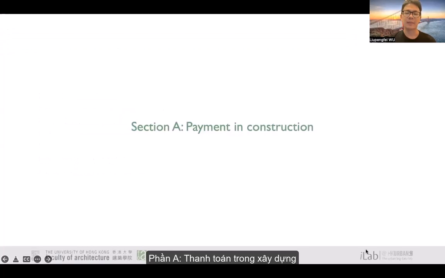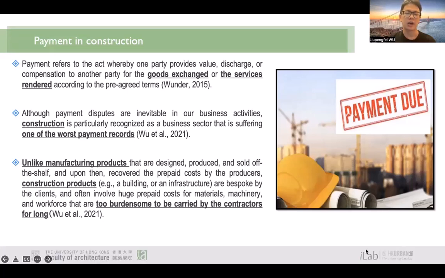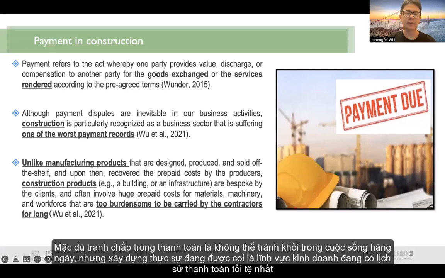Section A, payment in construction. Payment refers to the act whereby one party provides value, discharge, or compensation to another party for the goods exchanged or the service rendered according to the pre-agreed terms. Although payment disputes are inevitable in our daily life, construction is labeled as a business sector that suffers one of the worst payment records.